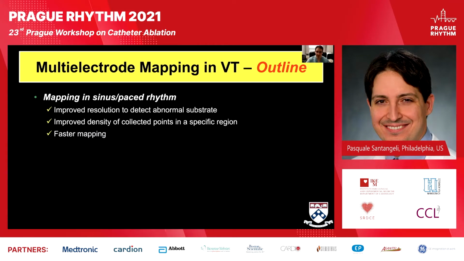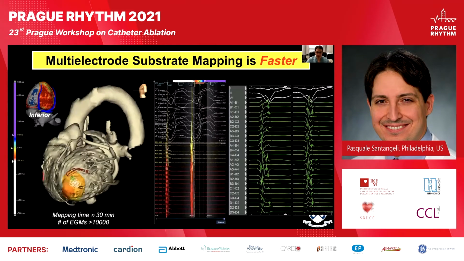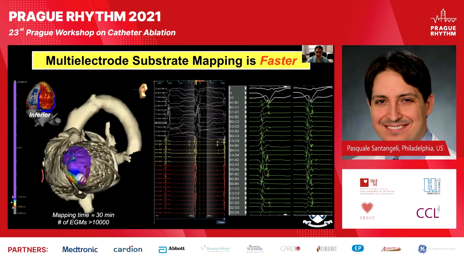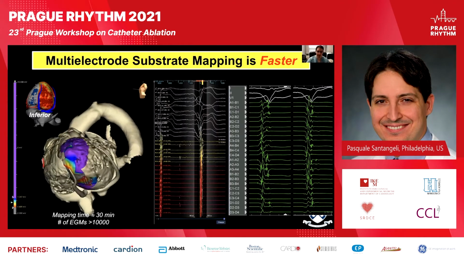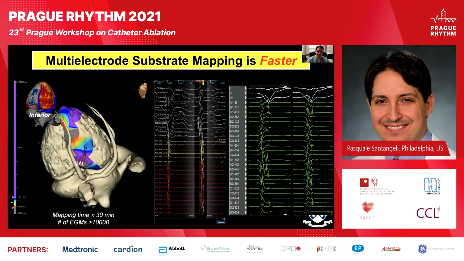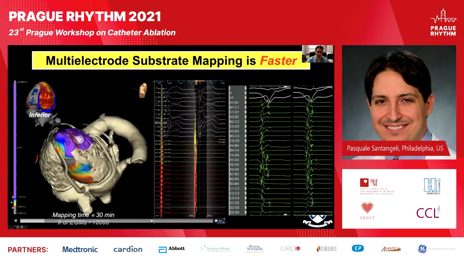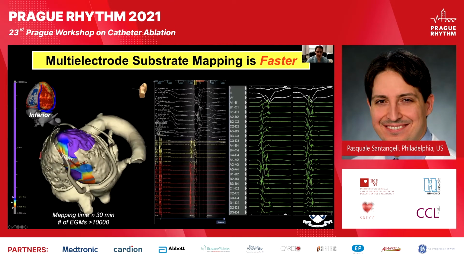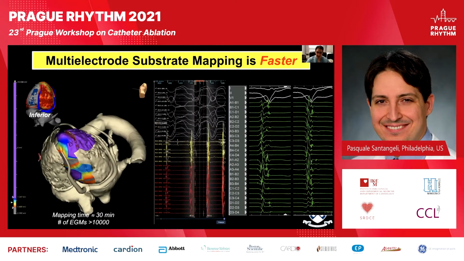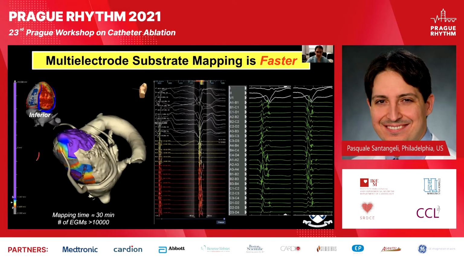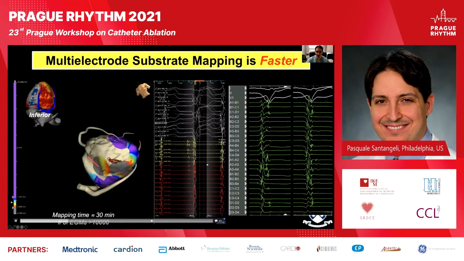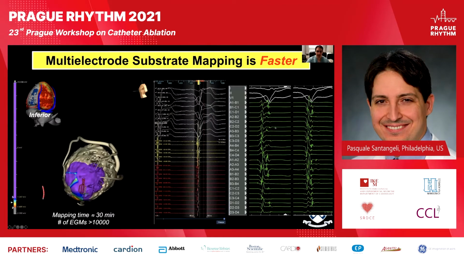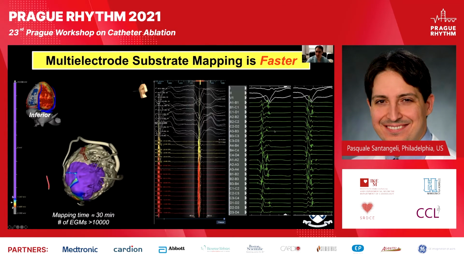Let's start with mapping the substrate in sinus or paced rhythm. There is no doubt that multipolar mapping has made substrate mapping significantly faster compared to point-by-point mapping. Here you can see mapping with a multipolar grid catheter, and you can appreciate the number of electrograms over a wide area that are simultaneously acquired. In this case, in about 30 minutes of mapping, we obtained a complete substrate map of the left ventricle, including more than 10,000 points. And here you can also see the nice display of a wide area of the ventricle covered, with abnormal electrograms.